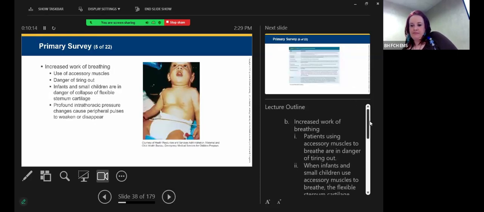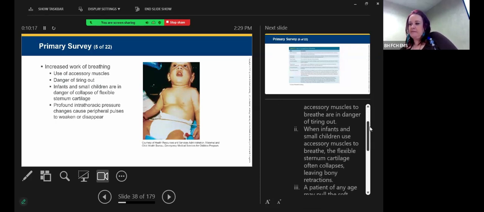Is this a sick baby? Yeah. Why is it sick? The nose flaring, the chest retractions.